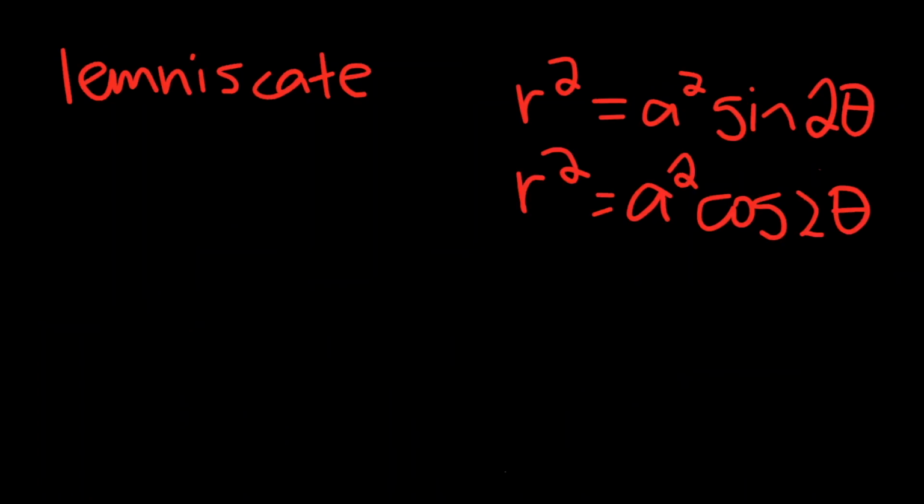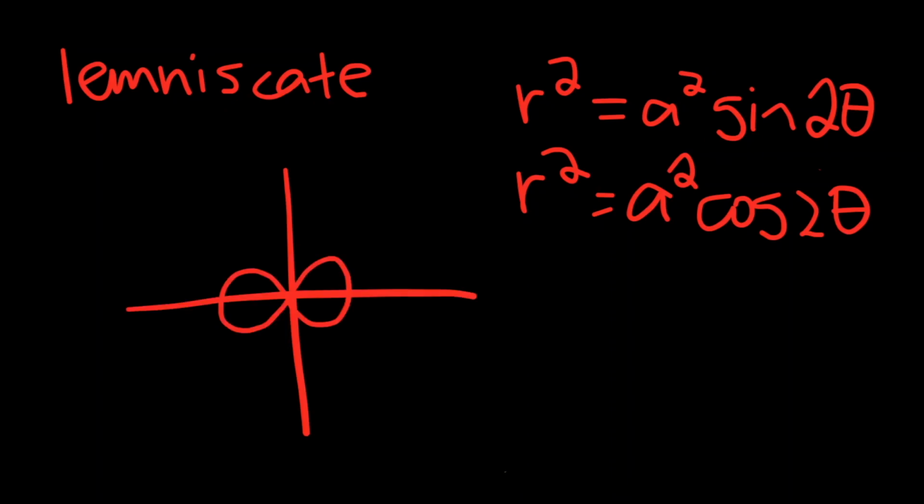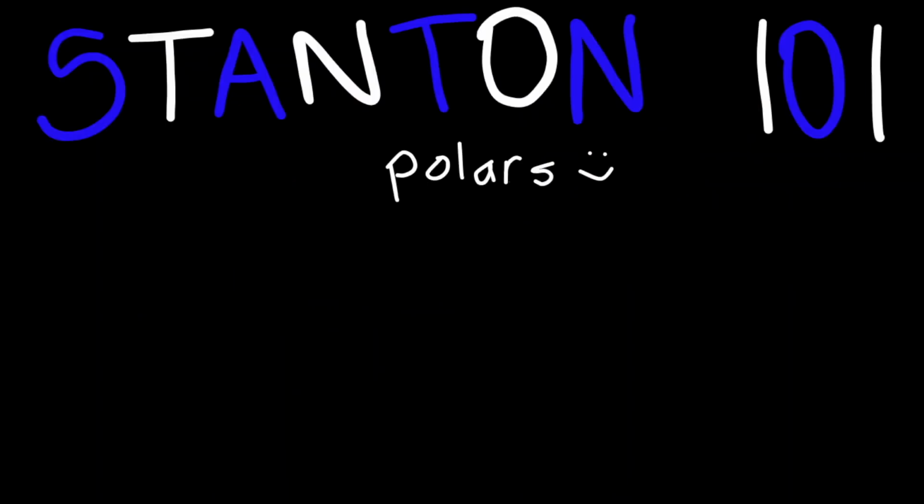Lastly, we have a lemniscate, which is represented by these two formulas here: r squared equals a squared times the sine of 2 theta, and r squared equals a squared cosine 2 theta. And the graph looks like this, which kind of looks like an infinity sign centered on the coordinate plane. So these are the 3 major different polar shapes that you may see in the pre-calculus curriculum.